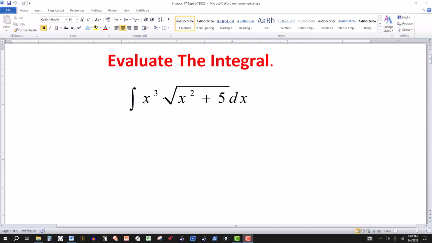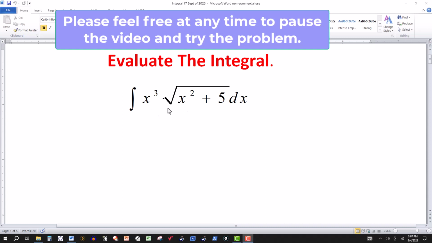For this video, we have the integral of x cubed times the square root of x squared plus 5. And there could be several possibilities here to integrate. You can look at this 5 as the square root of 5 squared. You have a possible trig substitution.